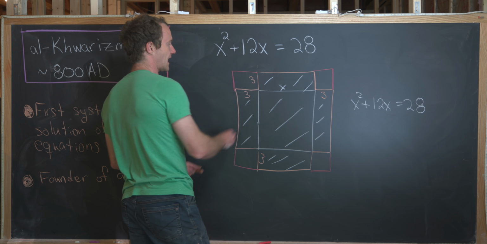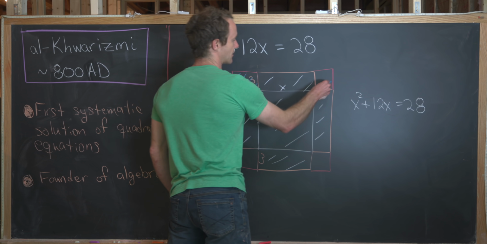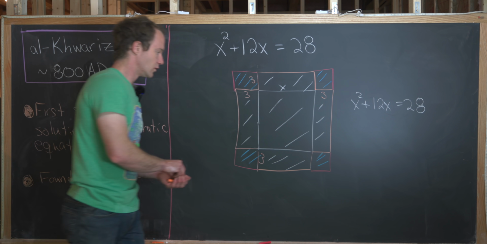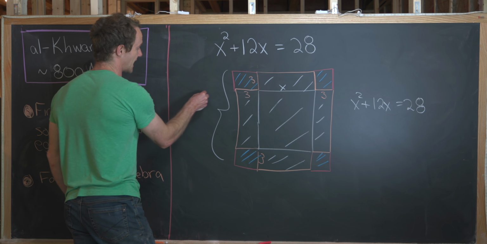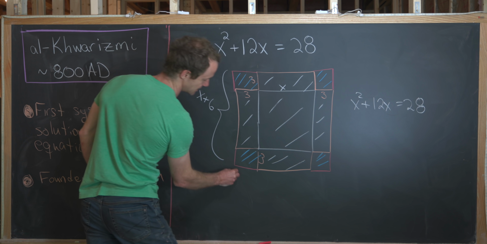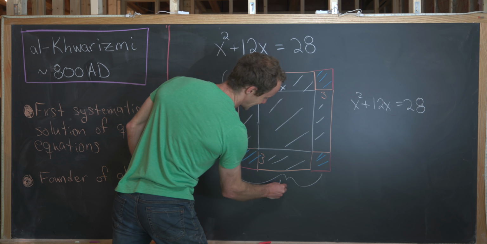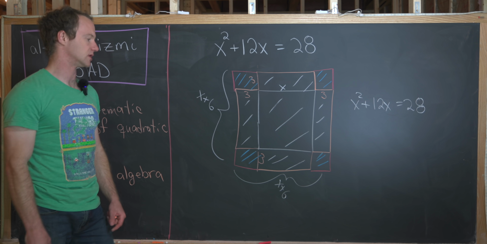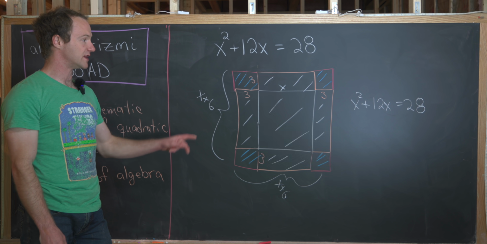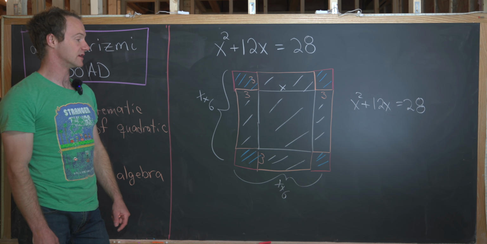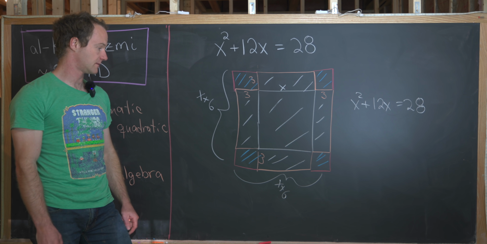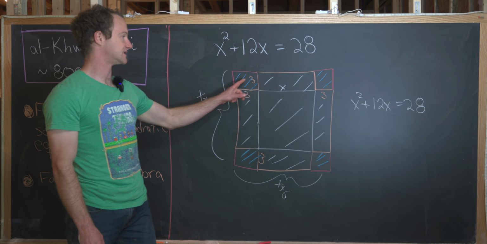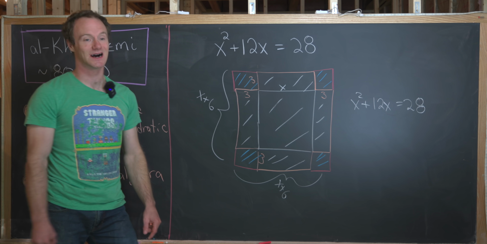Now, if we look at the rest of these areas added on, we see that we now have a square of side length x plus 6. So notice this is a square because we added the same kind of thing to all of the sides. Furthermore, we know exactly the area of this square because it's equal to 28, our original area, plus 9 plus 9 plus 9 plus 9.